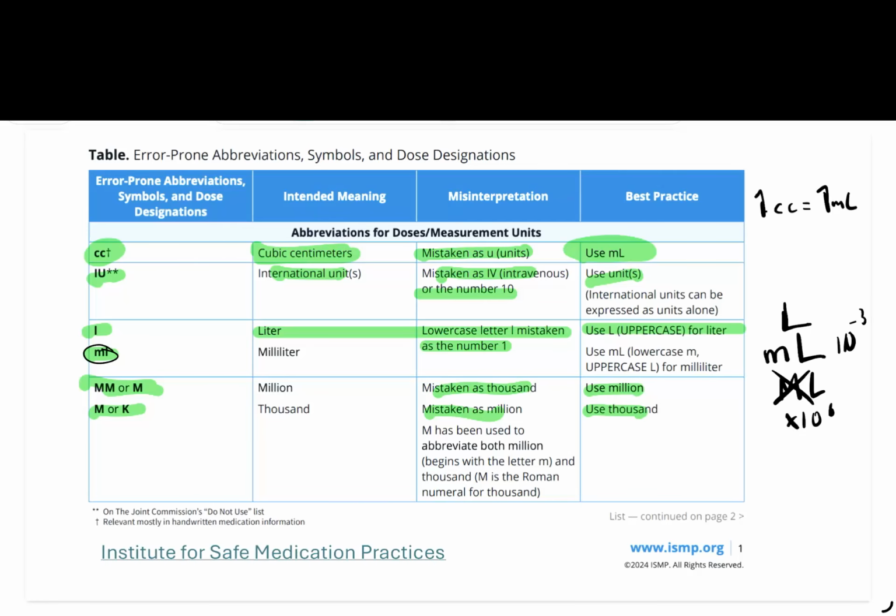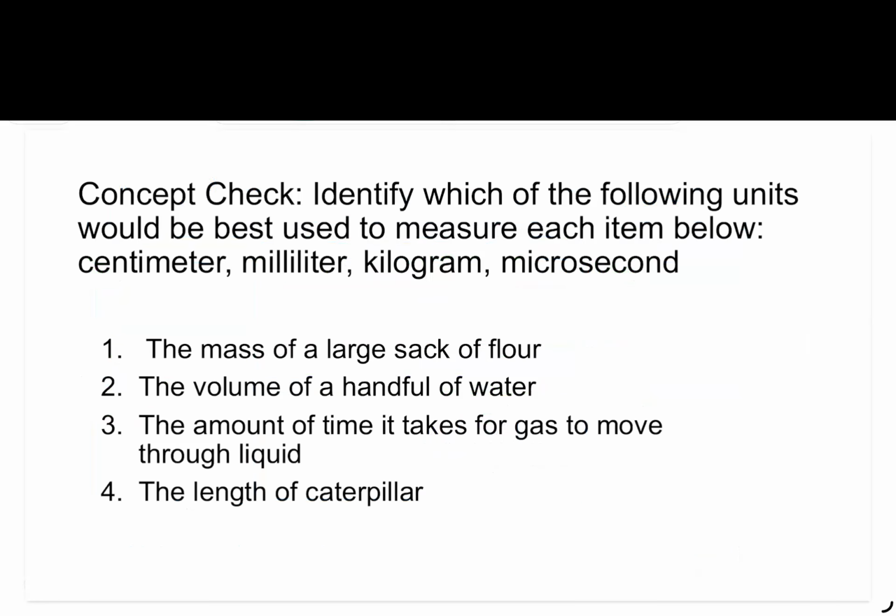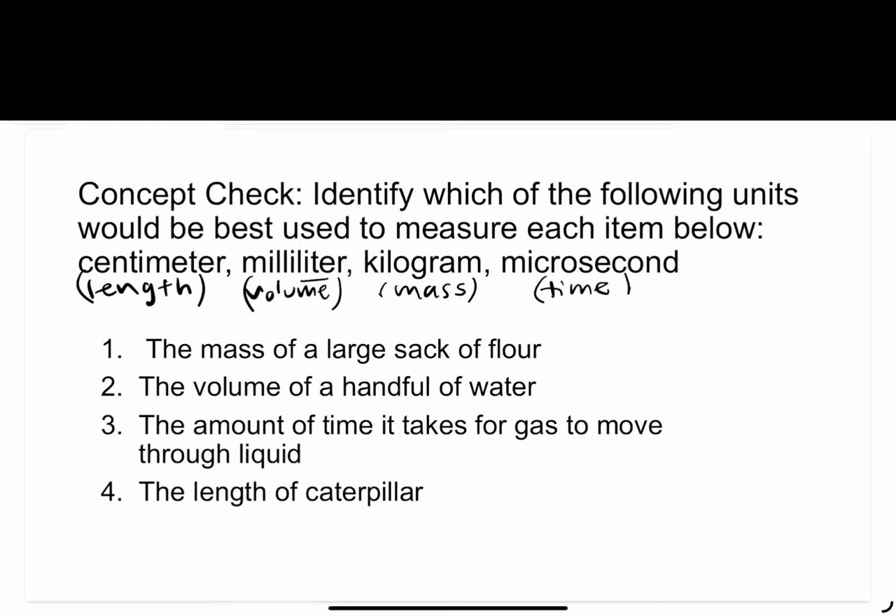This is a concept check to ask you to identify which of the following units would be best to measure each of the items below. The centimeter is a unit of length. The milliliter is a unit of volume. The kilogram is a unit of mass. And the microsecond is a unit of time. So go ahead and see if you can identify which of the following units would be best for each of the measured items below.